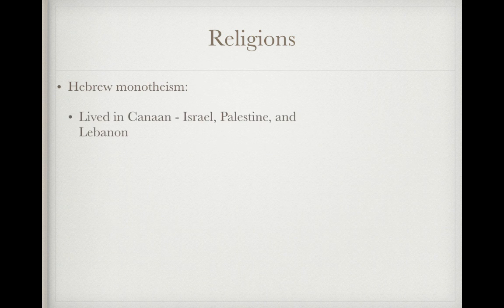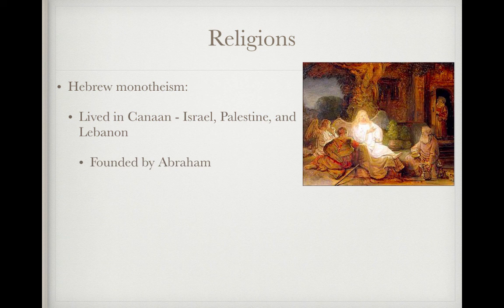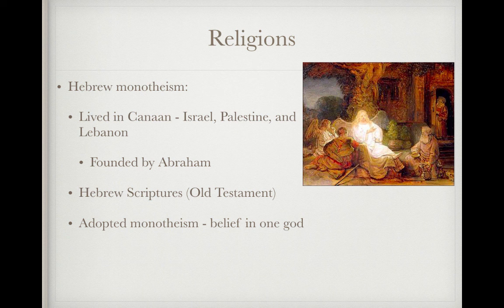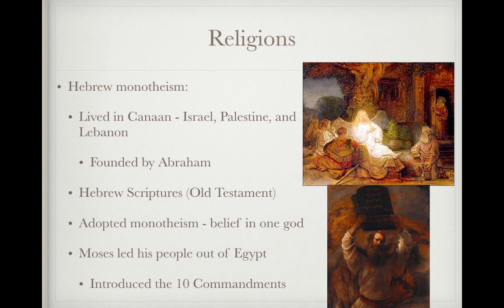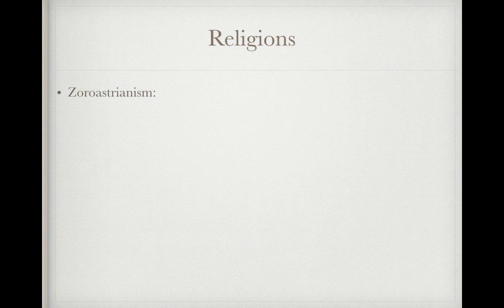Jumping over to Hebrew monotheism. Hebrew monotheists lived in Canaan, which is present-day Israel, Palestine, and Lebanon. It was founded by Abraham, and Hebrew scriptures, or the Old Testament, what's known as, is the book of this, and they adopted monotheism, a belief in one God, and Moses helped lead his people out of Egypt, and he introduced the Ten Commandments, which is a part of the Old Testament and even the Christian Bible.